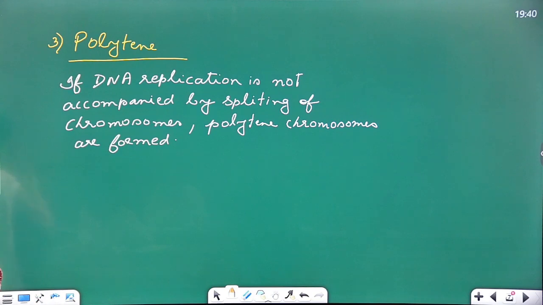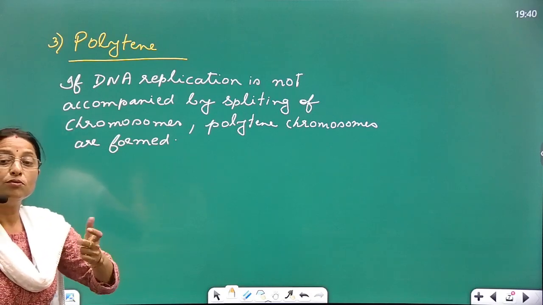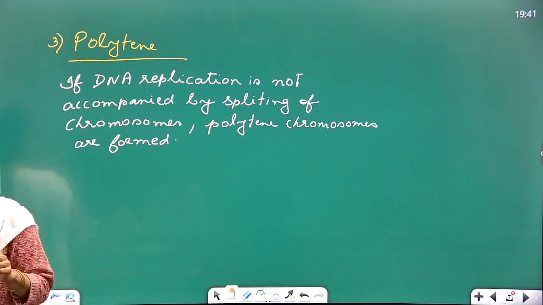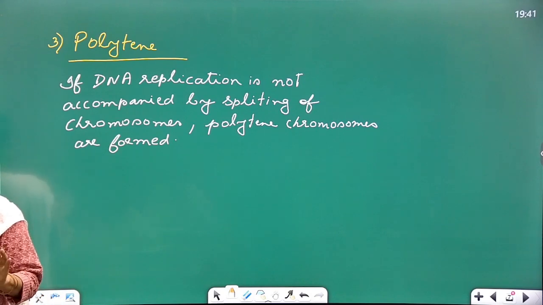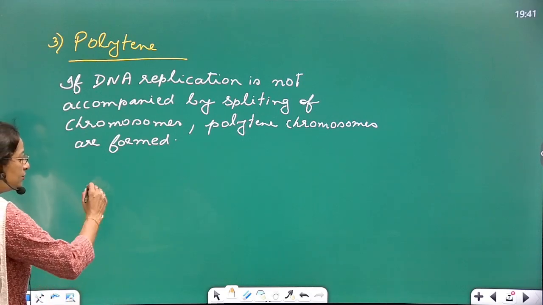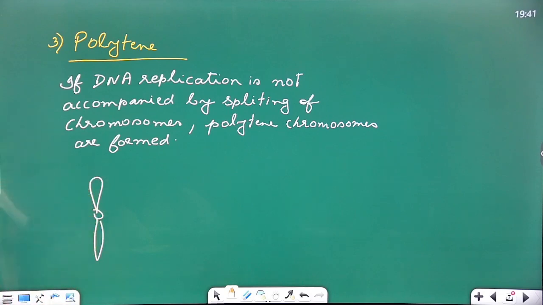If DNA replication is not followed by splitting of the chromosome, the new chromosome that is formed is called a polytene chromosome. The word polyteny means many-armed chromosome. How many arms? Many. Whenever we talk about a chromosome, how does a chromosome look like? Something like this, right?